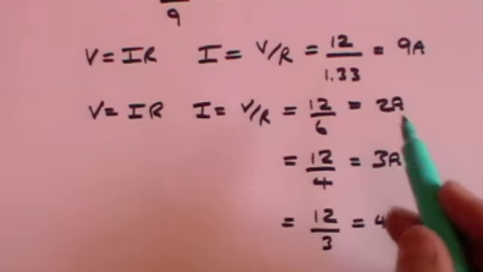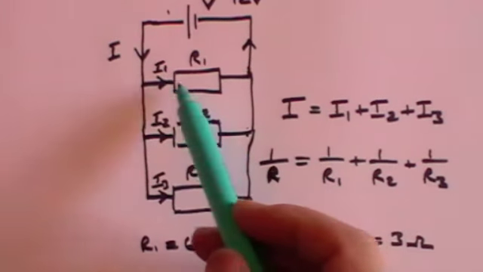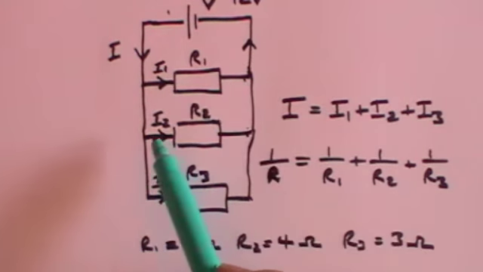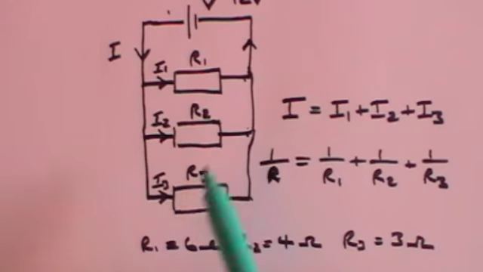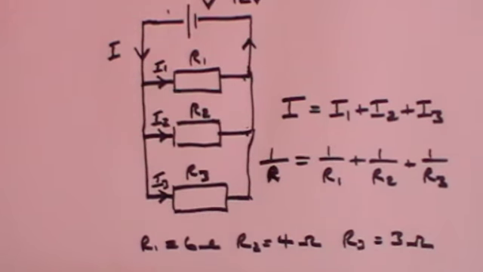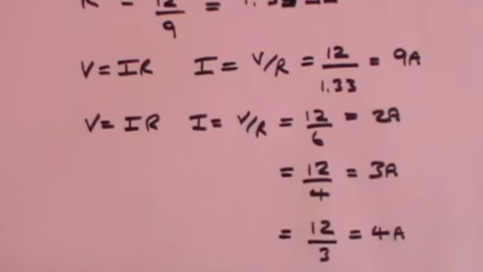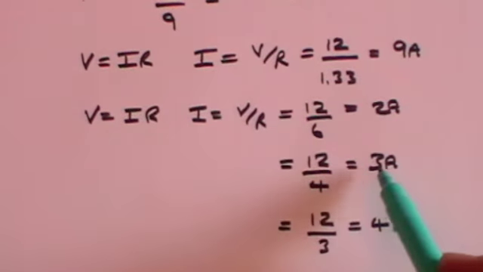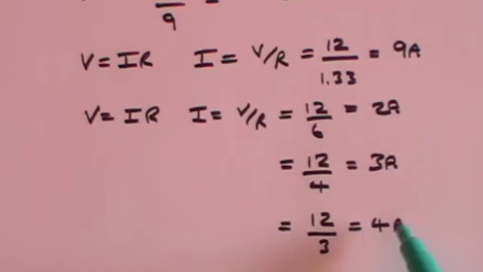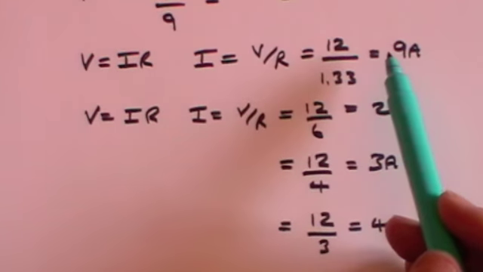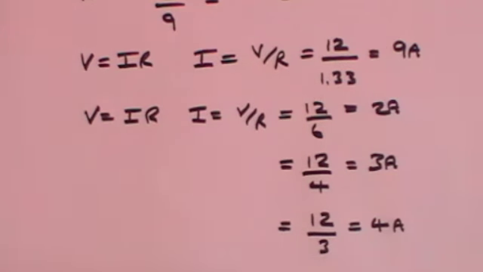So we've got 2, 3 and 4. So what that means is that 2 amps flows through this resistor, 3 amps flows through this resistor, 4 amps flows through this resistor, and if you notice, 2 plus 3 plus 4 is 9, and that's the total number of amps that are coming out of the battery.